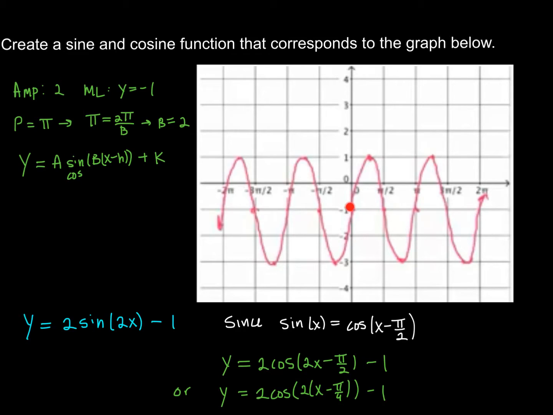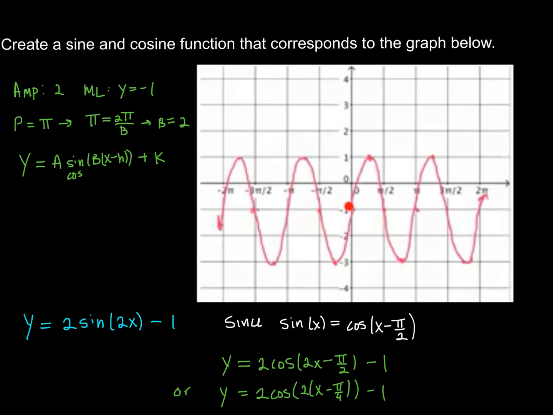So we can see here that the y-intercept is actually at the midline and then begins to increase. So this could be very easily made into a sine function. So we're going to go with a sine function first because there's no phase shift needed. So we'll start with a sine function.